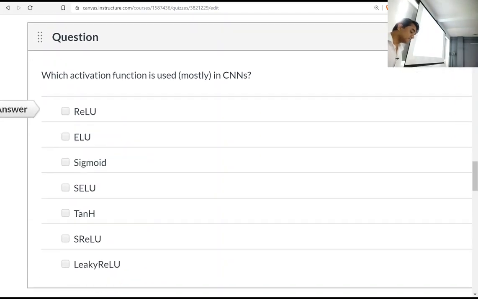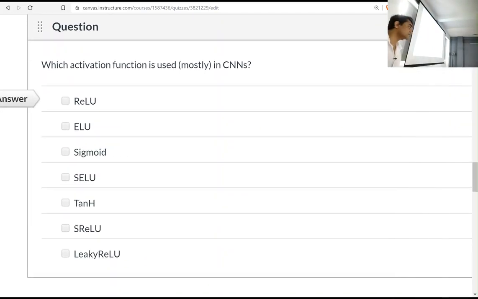Now, which activation function should we use? ReLU, right? The default. Now let's start today's session. Today's session is on architectural basics.